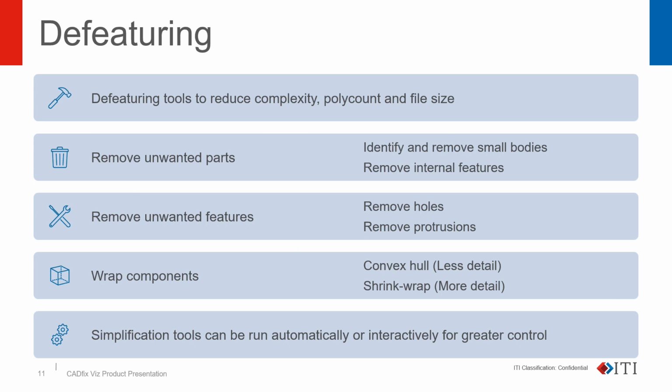The ability to remove unwanted features. Features primarily being holes and protrusions. So depending on how many of those type of features you have in the model, that can definitely be a big benefit. The ability to wrap components. So essentially, kind of a shrink wrap, which gives you the most detail. We also have the concept of a convex hull wrapping of a body, which gives you less detail, but obviously much smaller file size and less polygon count. And then these simplification tools can be run automatically or interactively.